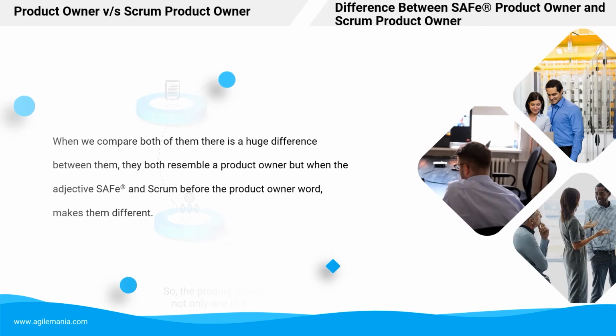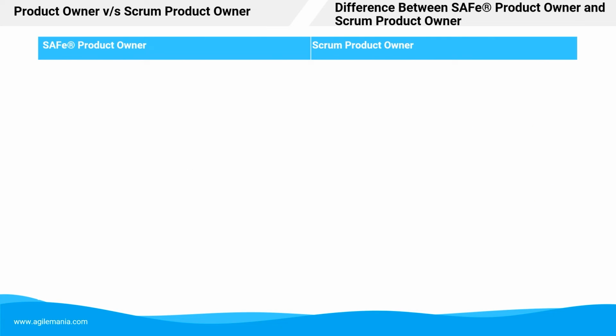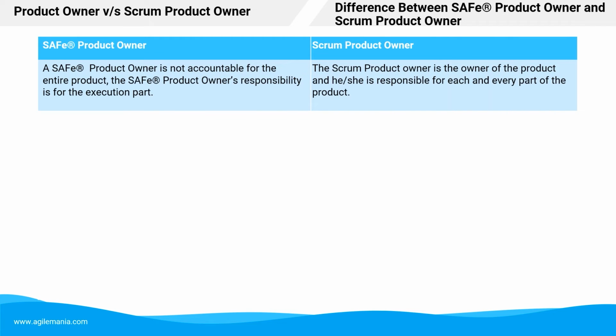Now comes the major difference between SAFe Product Owner and Scrum Product Owner. When we compare them, there is a huge difference between them. They both resemble a product owner, but the adjectives SAFe and Scrum before the words product owner make them different. SAFe Product Owner, Scrum Product Owner. The SAFe Product Owner is not accountable for the entire product. The SAFe Product Owner's responsibility is for the execution part. The Scrum Product Owner is the owner of the product, and he/she is responsible for each and every part of the product.